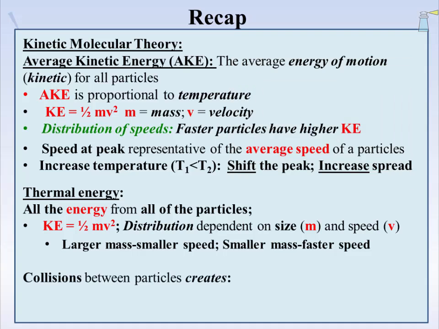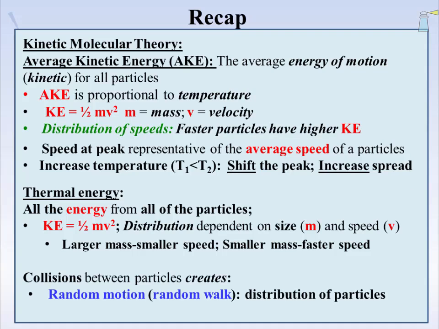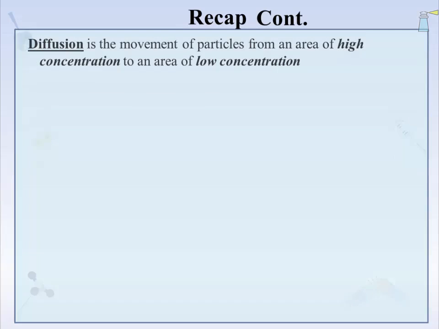From an understanding of KMT, collisions between particles creates a motion for the particles that appears to be a random walk. This leads to a random distribution of particles. Factors that influence the distribution include how long the particles have to walk, their average velocity, and their mass. With an understanding of random motion, we looked at two additional properties. The first was diffusion. It is the movement of particles from an area of high concentration to an area of low concentration. Factors that affect the distribution of particles on a random walk will affect diffusion.